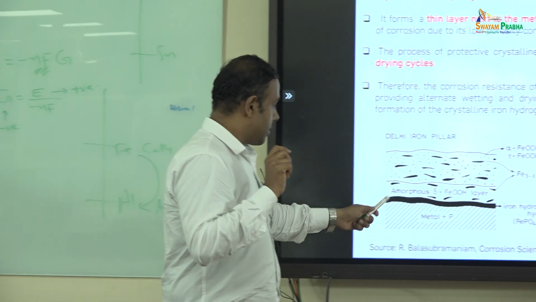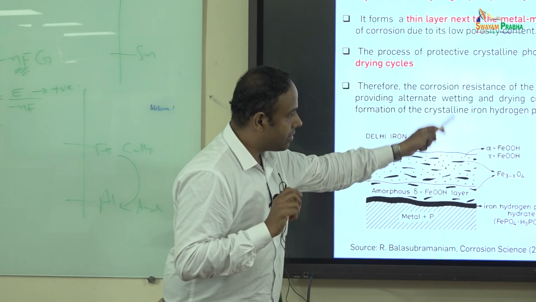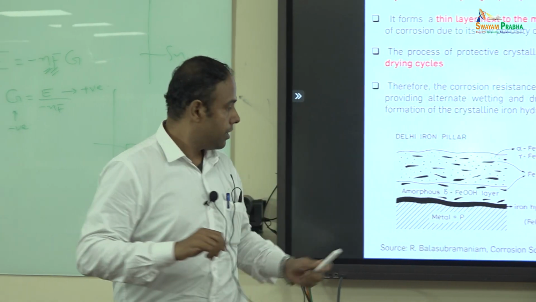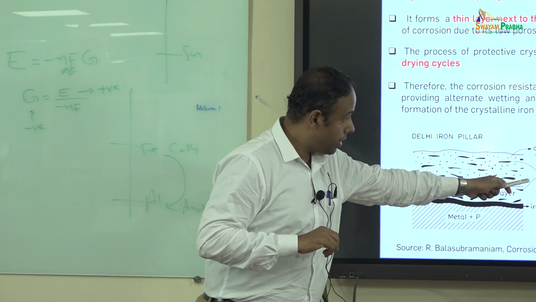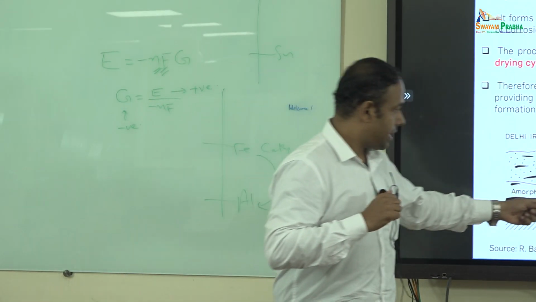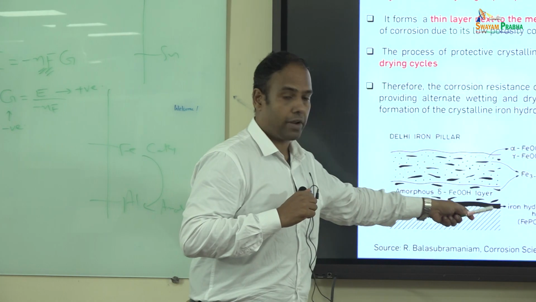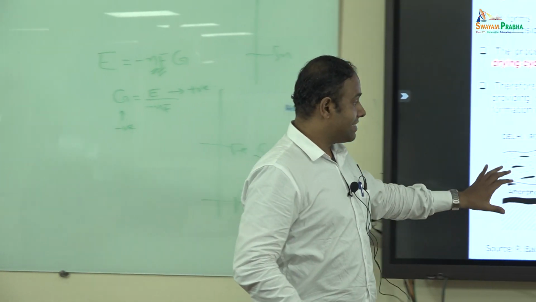Now, I see here I didn't write only one. I would have written metal and then directly written Fe3O4 or Fe2O3. But I wrote FeOH, I wrote alpha, I wrote gamma, I also wrote Fe3-xO4. What does this mean? I didn't write in one chemistry alone. I would have written Fe2O3 or Fe3O4 and finished. So basically what does this say?